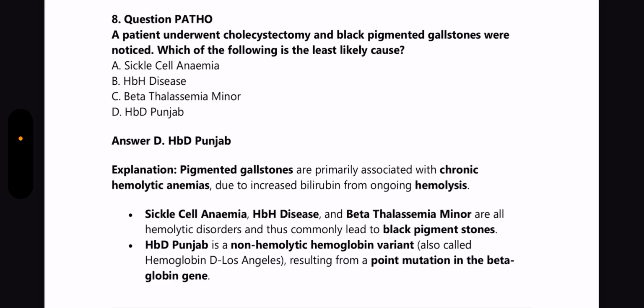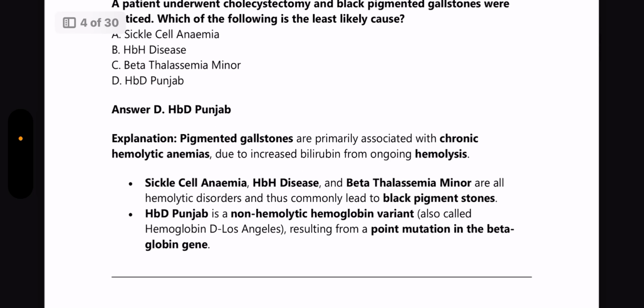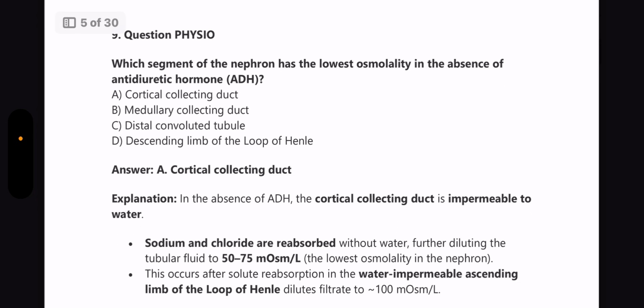Answer is HbD Punjab, because pigmented gallstones are primarily associated with chronic hemolytic anemias because of the increased bilirubin from the ongoing hemolysis. So sickle cell anemia, HbH disease and beta thalassemia minor are all hemolytic disorders and thus commonly they can lead to black pigment stones. HbD Punjab is a non-hemolytic hemoglobin variant, also called hemoglobin D Los Angeles, resulting from a point mutation in the beta globin gene. Next question from Physio.